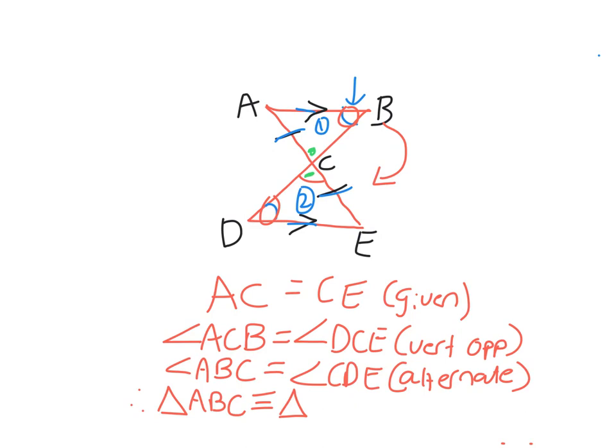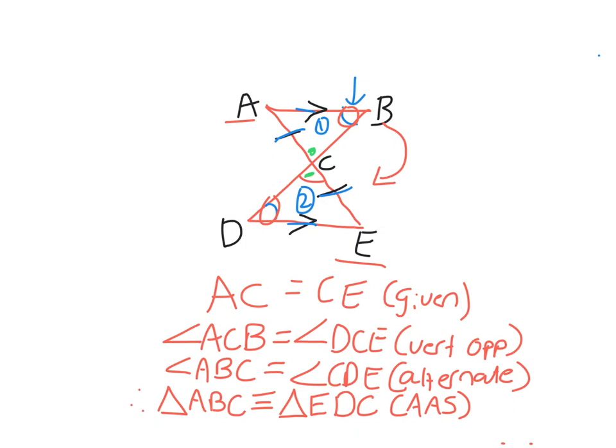I have to make sure the vertices line up. So if I rotated the triangle, A would fall on vertex E. So I have to write E first because it corresponds to A. B corresponds to D, and C corresponds to itself. If I rotated the top triangle so it fit on the bottom triangle, C would be in exactly the same spot. So the reason they are congruent: two angles and a side. So I'm done and I've shown that they're congruent.